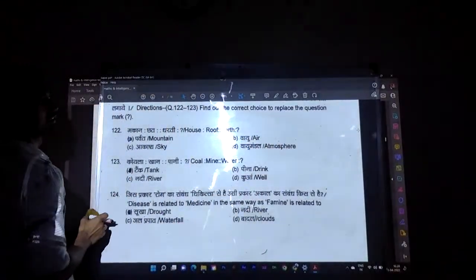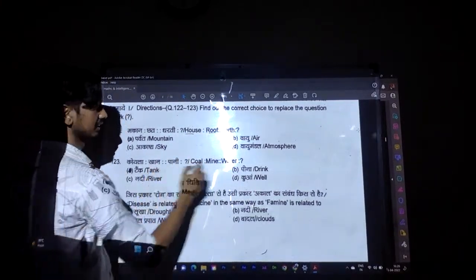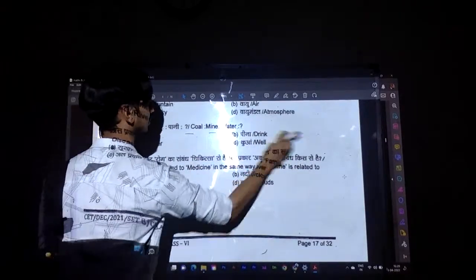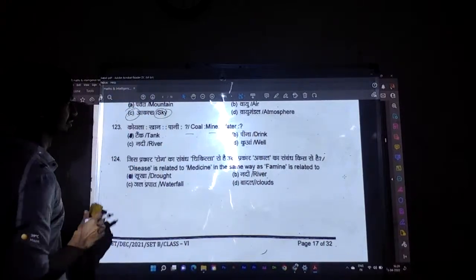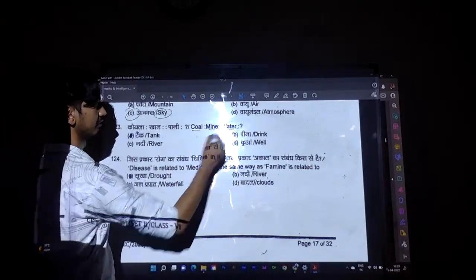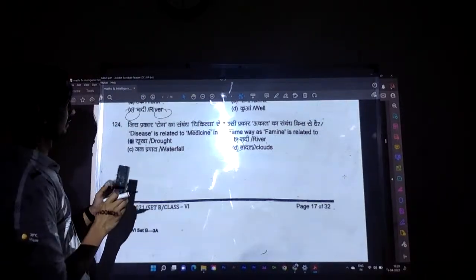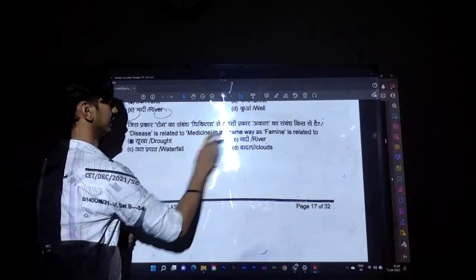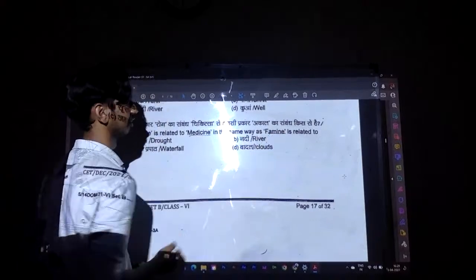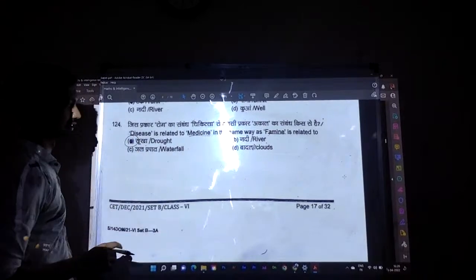Here you just have to find the correct choice: the house has a roof, then the earth will have the atmosphere. Okay, no, sky, sorry, not atmosphere. Option C, sky. In question number 23, coal is coded as mine, then water will be coded as well. Option number D. In question number 24, disease is related to medicine, then in the same way, famine is related to what? The famine will be related to drought.